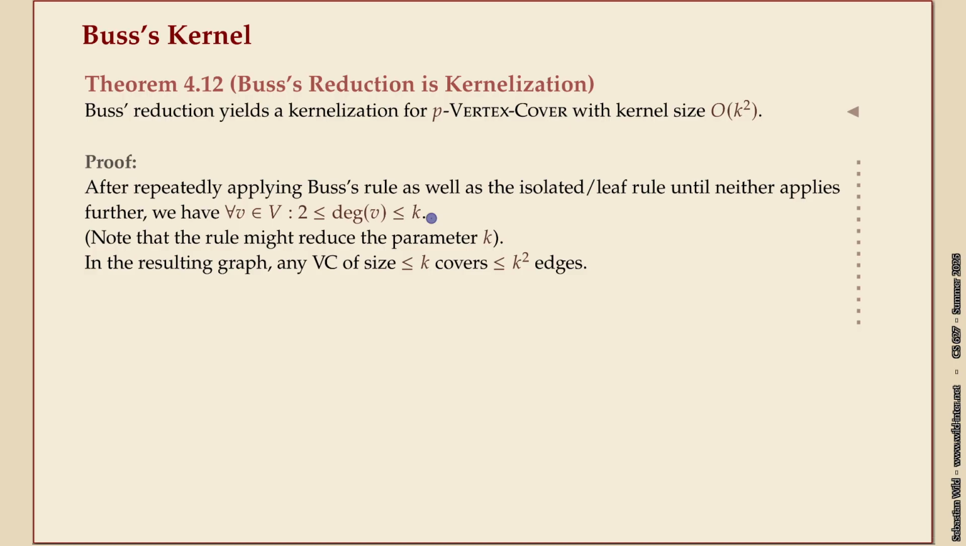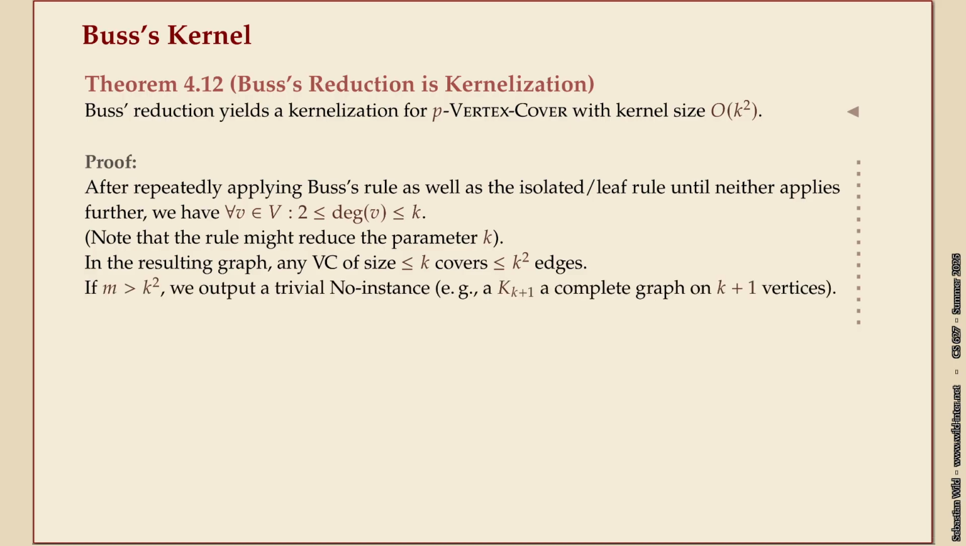Which also means if I have more than k squared edges, if my number of edges m is larger than this, there's no way I'm going to make a vertex cover with k vertices. So I can output, as result of my kernelization, a trivial no instance. If you want to be specific, you can say I'm just forgetting about the old graph and constructing a complete graph on k plus 1 vertices with the same parameter k, and then that's a no instance.